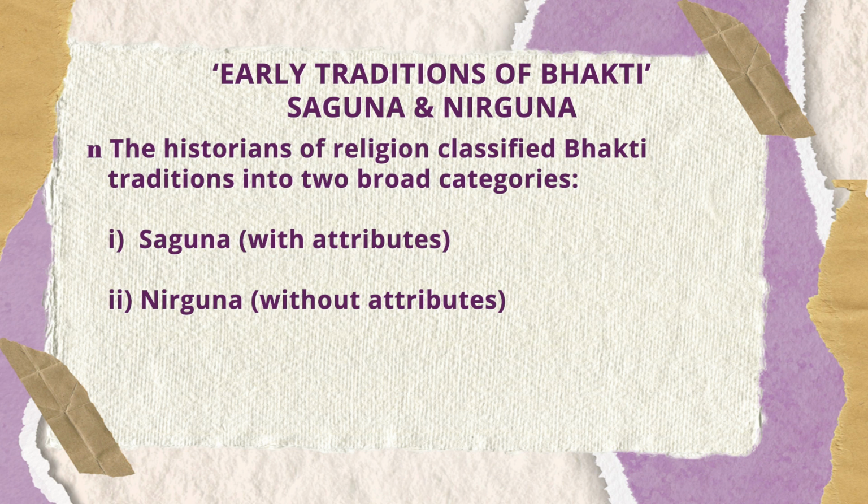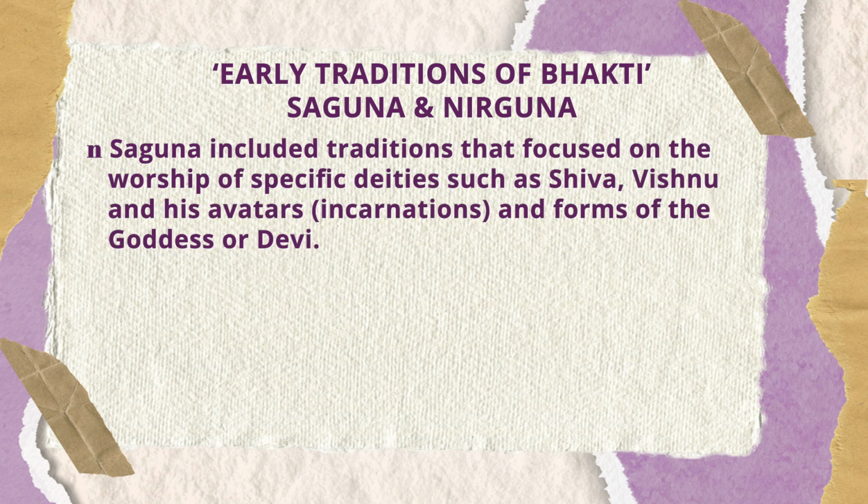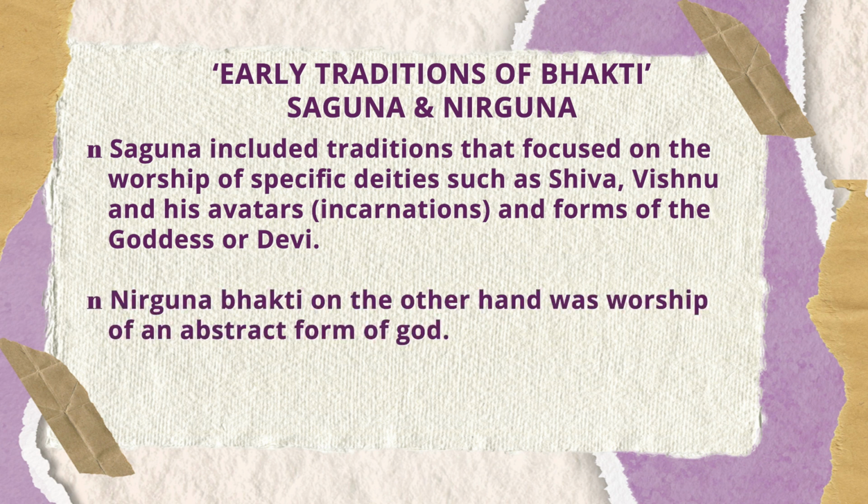Dear students, let's move forward to the next topic and learn about early traditions of Bhakti. The historians of religion classified Bhakti traditions into two broad categories, Saguna with attributes and Nirguna without attributes. Saguna included traditions that focused on the worship of specific deities such as Shiva, Vishnu and his avatars or incarnations, and forms of the goddess or Devi. Nirguna Bhakti, on the other hand, was worship of an abstract form of God.